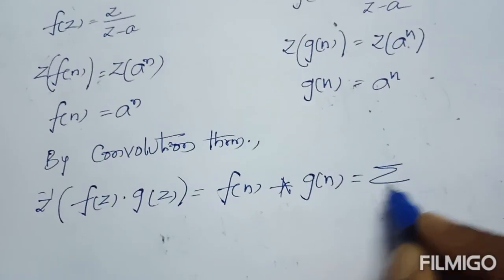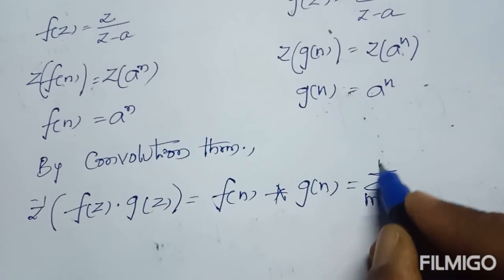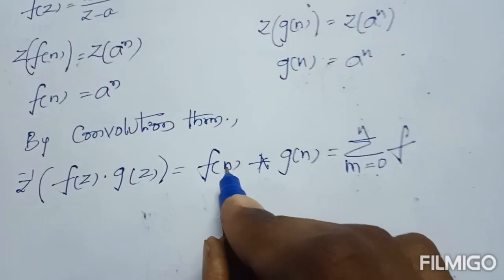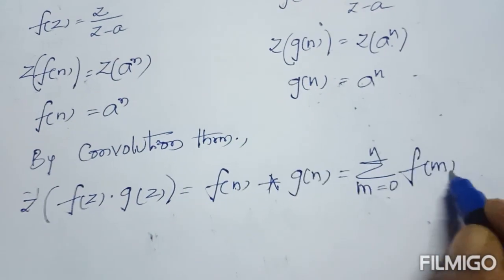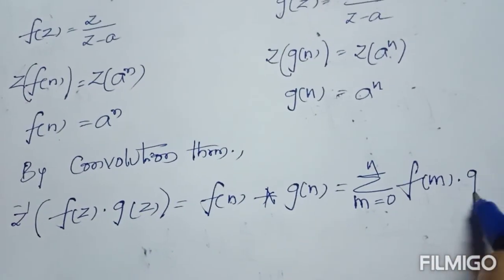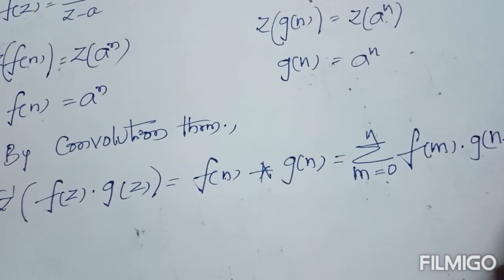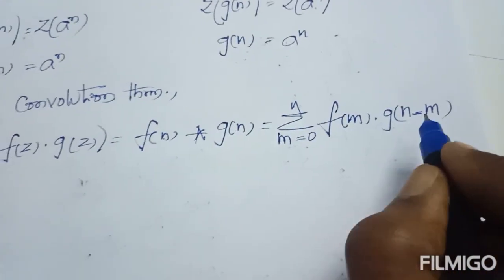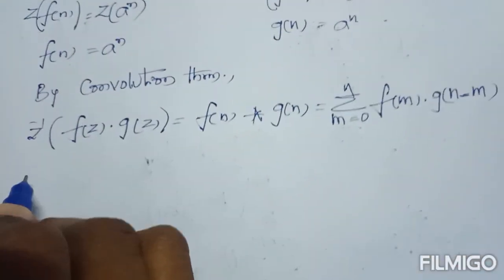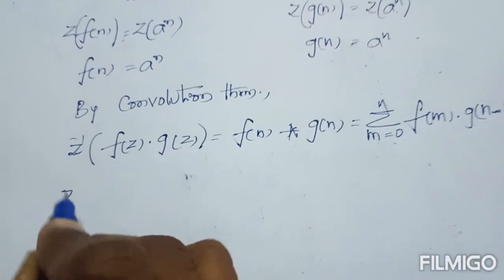The expansion is the summation of m equal to 0 to n. In the first place, n is replaced by m. In the second place, the sequence is the same, but in place of n we write n minus m. This is the most important result. After that, we use the corresponding values according to the present question.